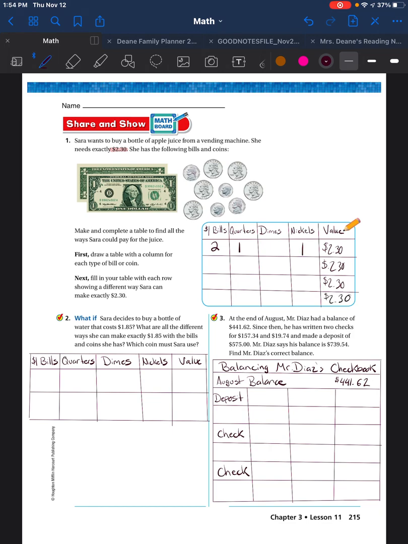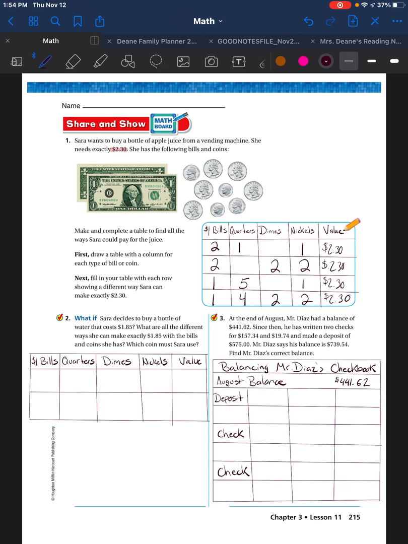The next way I could use $2 bills, 2 dimes, and 2 nickels. I could use $1 bill, 5 quarters, and 1 nickel. I could also do $1 bill, 4 quarters, 2 dimes, and 2 nickels. So that's how we can do that one.